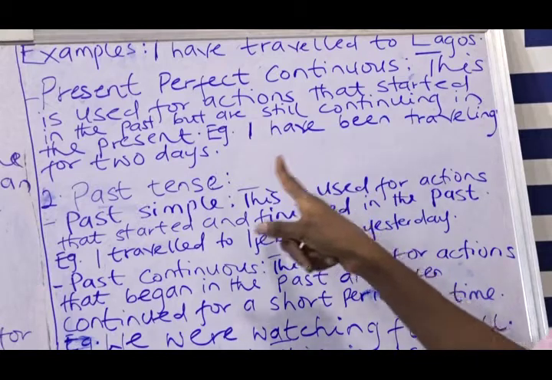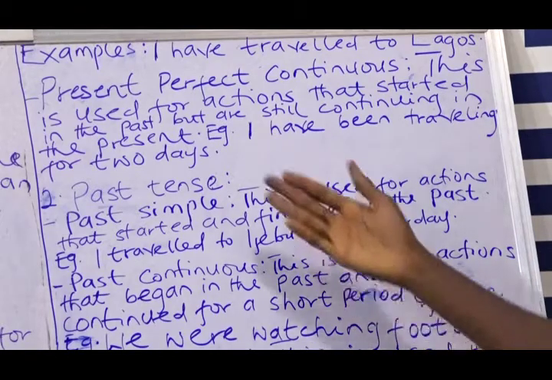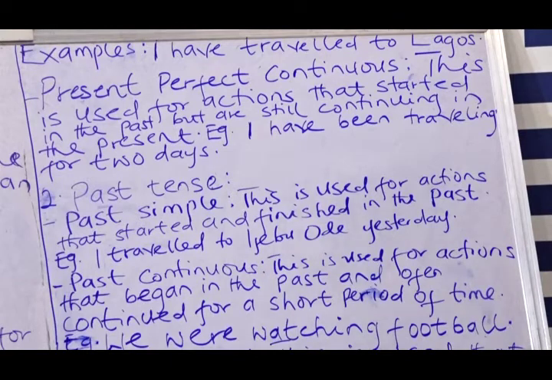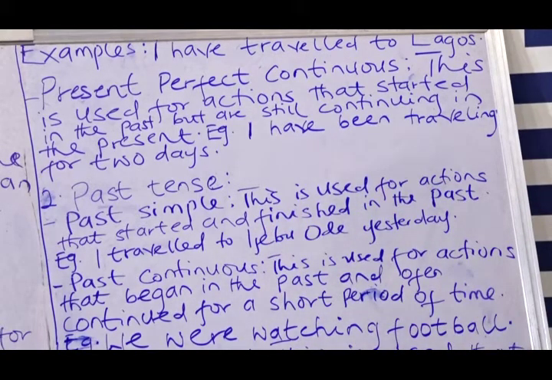Now, you have the past tense. The past tense refers to things that have happened in the past. And just like the present tense, it has 4 categories under it. And we have the past simple. This is used for actions that started and finished in the past.